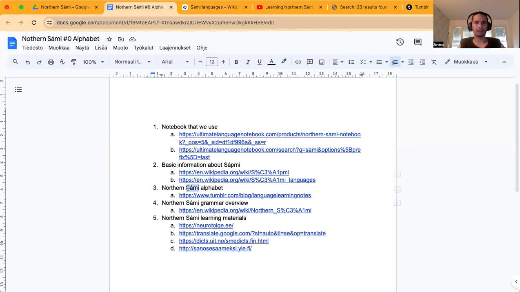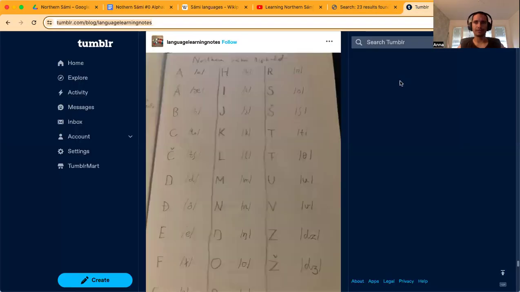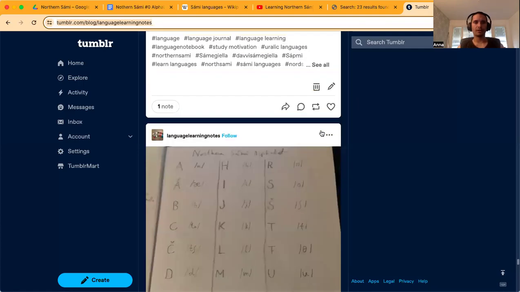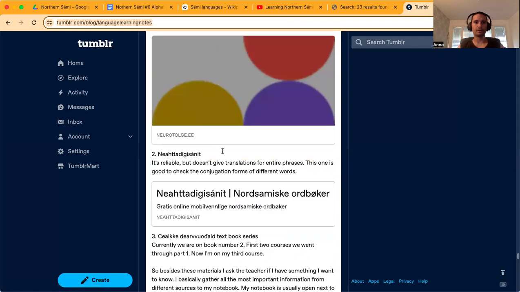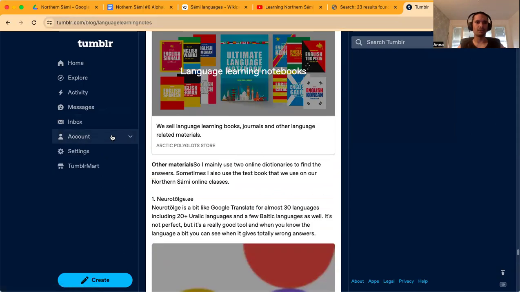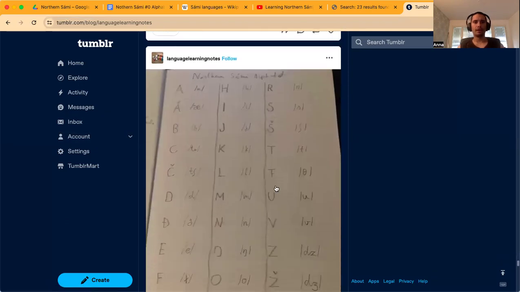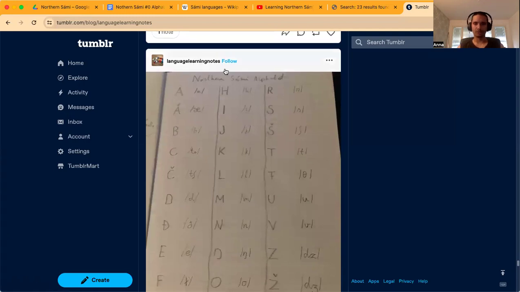Okay, and then the Northern Sámi alphabet. So I have here in Tumblr my own, like, is it called a blog? Yeah, blog. It's called Language Learning Notes because I was thinking to add all the notes of every language I learn. And Northern Sami is the first one. I want to complete the Northern Sami notes first.